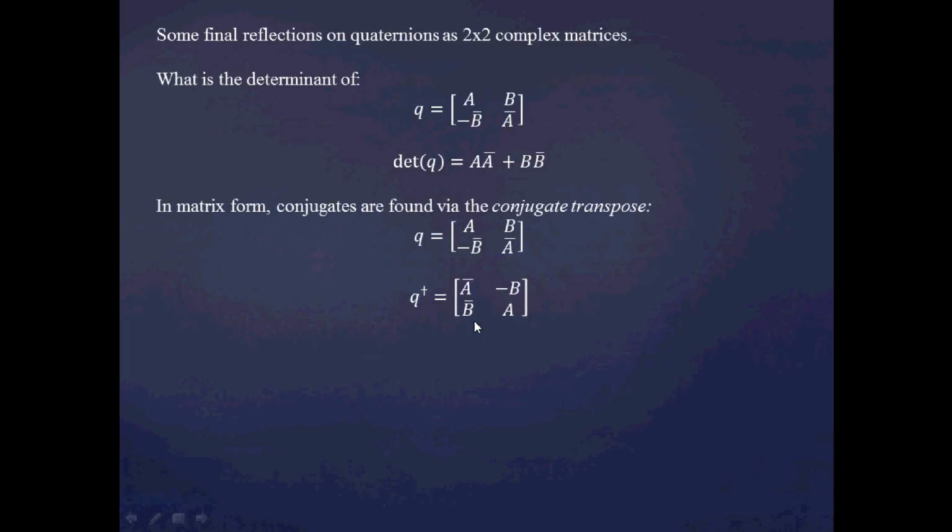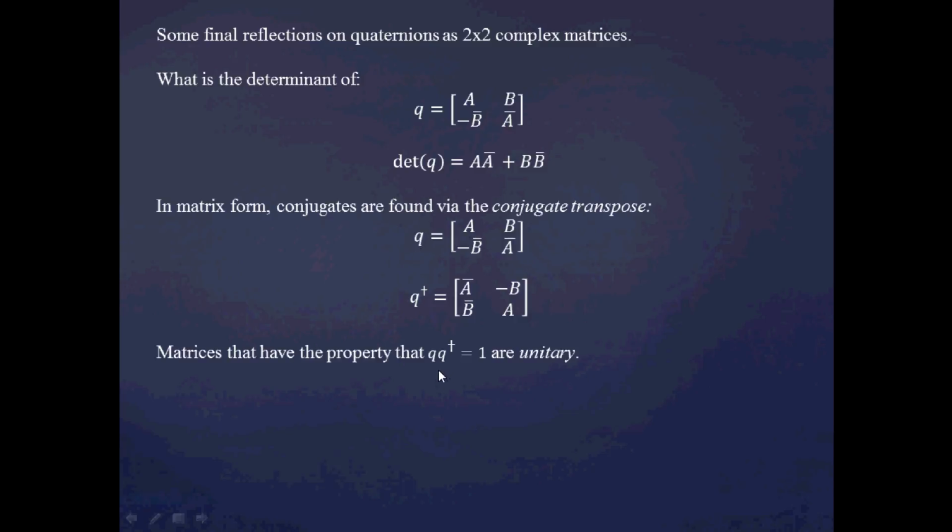Now let's take a look at the form of this matrix. Up here in the first row is the matrix representation of the quaternion A bar minus B, which is precisely the conjugate of Q. And notice this has the same form too: I have A bar, minus B. Over here in the 2, 1 position, I have the negative conjugate of what's up there. And in the 2, 2 position, I have the conjugate of what's in the 1, 1 position. So taking the conjugate transpose will give the matrix representation of the conjugate of Q.